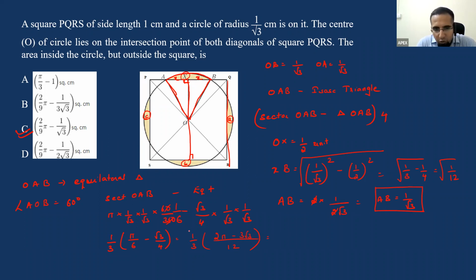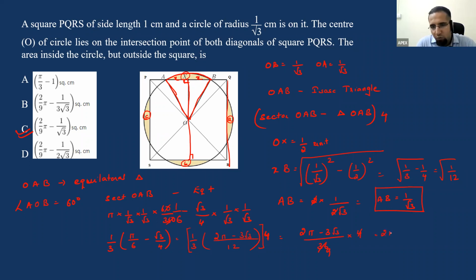Clear? So this into 4 becomes your answer. Now do not forget this. This whole thing into 4 will give you the final answer. Clear? So let's assume this as 2 pi minus 3 root 3 divided by 36 into 4. So 4 ones are 4, 4 nines are 36. So 2 pi by 9 is what we have.